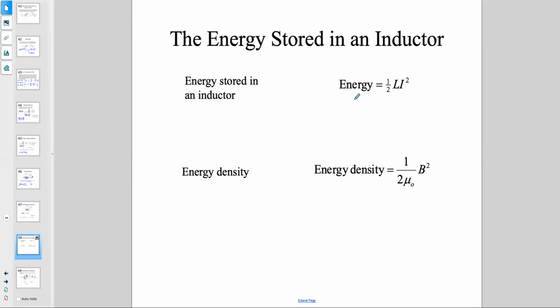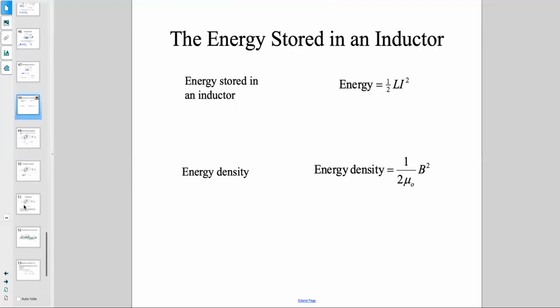given to you. And the energy density is something that your book has shown how to derive. I don't want to spend time showing you how to derive this equation, but just the energy density is B squared over 2 mu 0.